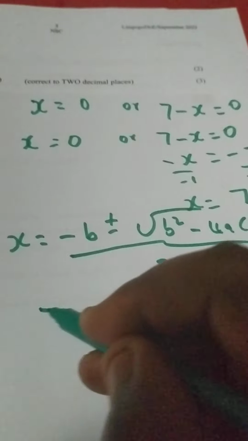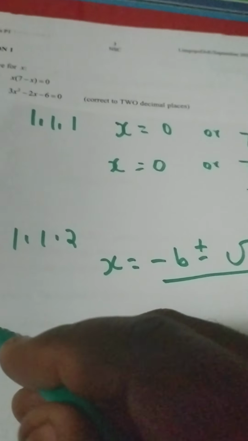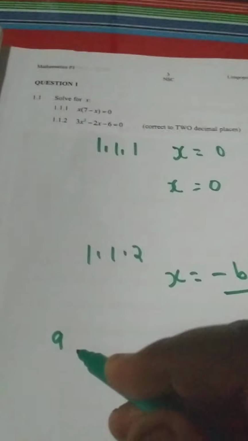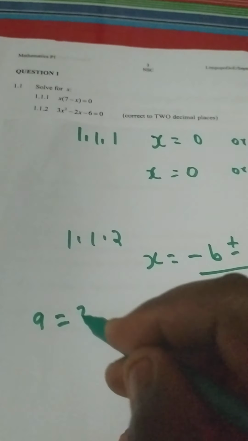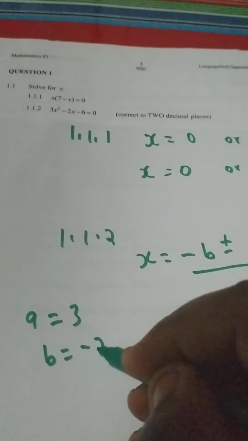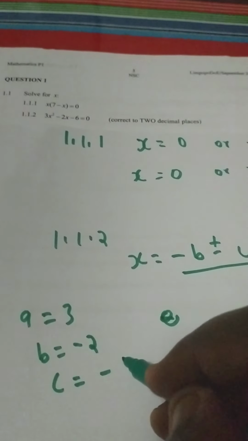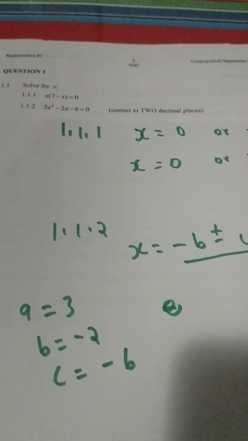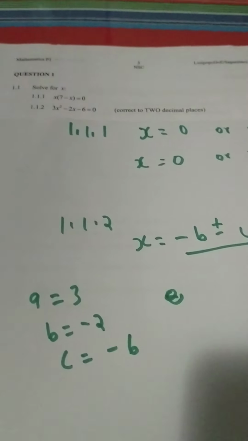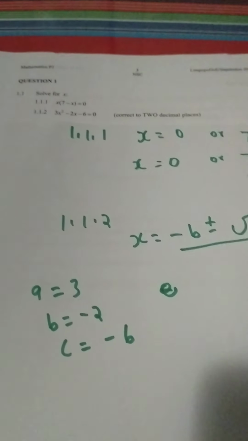With this type of question, remember, you need to find the values. The value of a is always the first number next to your x squared. So the value of a in our question here is 3. The value of b is negative 2. The value of c is negative 6. If they give it to you and it's not arranged in that order, always arrange it so that you have a, b, and c.